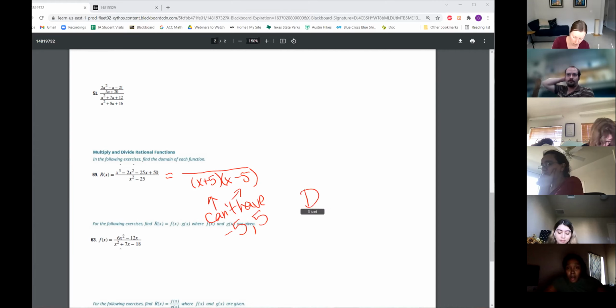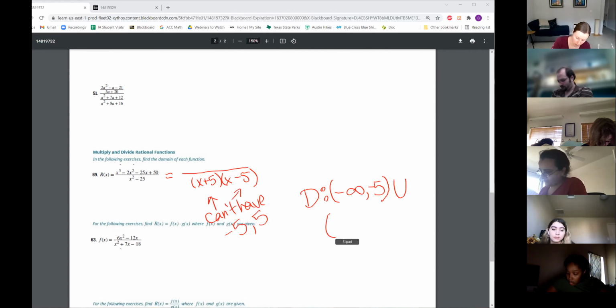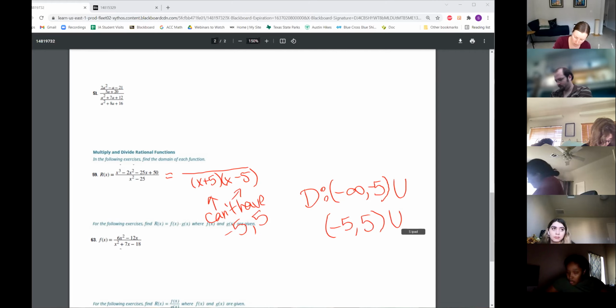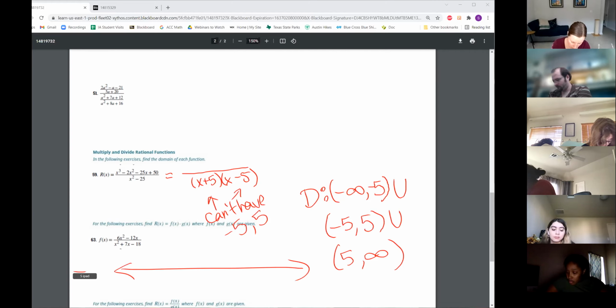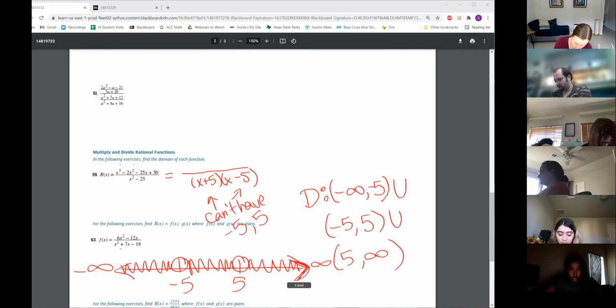So for our domain, we're going to say x can be from -infinity to -5, and then we're going to do the soft curvy parenthesis. And then we do the union. I know I'm running out of space here. And then -5 on the number line, next would be 5, right? Union 5 to infinity. And I'll draw a visual so you can see it as well. So visually, here's -infinity over here. Here's infinity over here. On our number line, we can't have 5 and we can't have -5. So it's like we're shading in everything else. So that's how we figure out our domain.